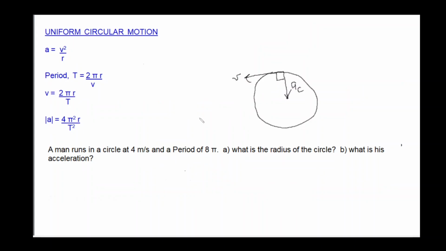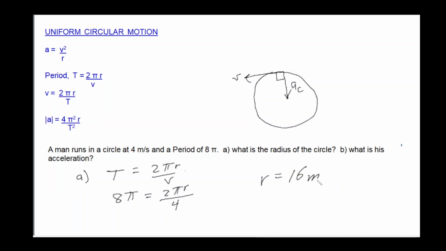Here's another problem. A man runs in a circle at 4 meters per second and a period of 8 pi. What is the radius of the circle? What is his acceleration? So for part A, we know that the period is equal to 2 pi r over v. And in this case, we're given that the period is equal to 8 pi, which is 2 pi r over the speed of 4 meters per second. If we then solve for r, we get r is equal to 16 meters, the radius of his circle.